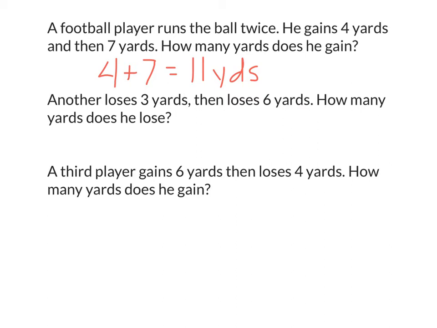In the next example, we have another player who loses 3 yards. So I'm going to put a negative for he loses 3 yards, and then he loses 6 yards. So we're going to add both of those together, -3 plus -6. How many yards does he have? We can use the absolute value of these to figure it out. So the absolute value of -3 is 3, plus the absolute value of -6 is 6. So that equals 9. But they were both negative, so we have to keep this a negative. So that would be -9 yards.